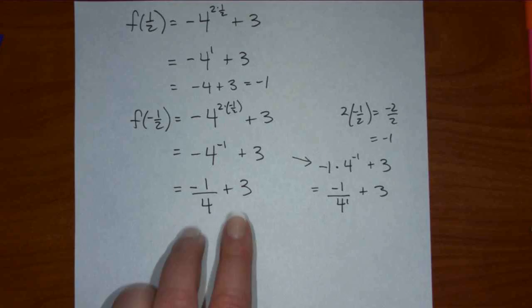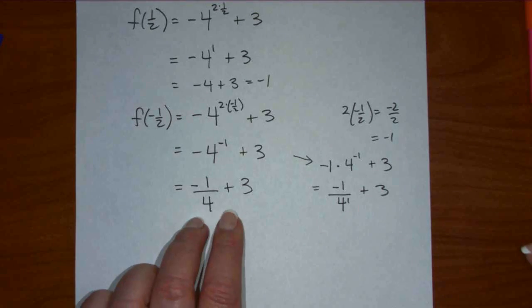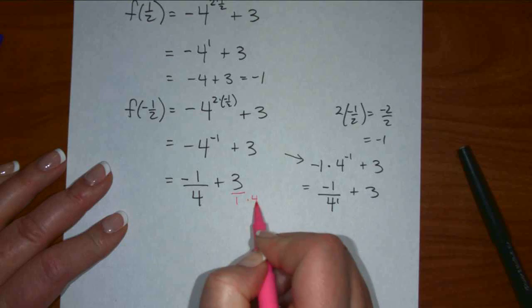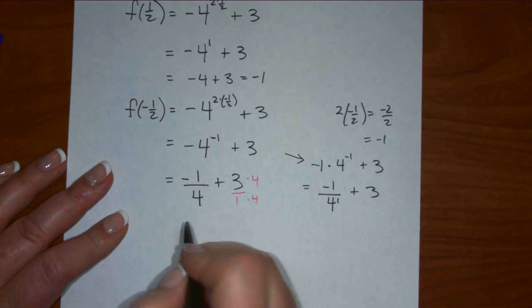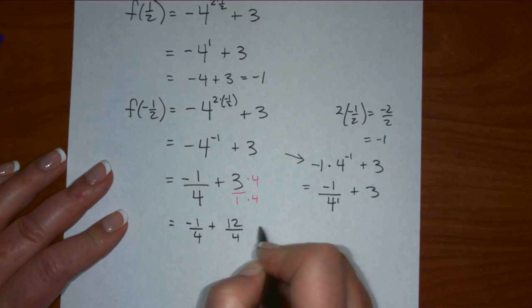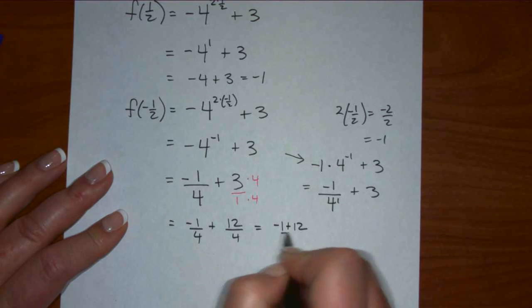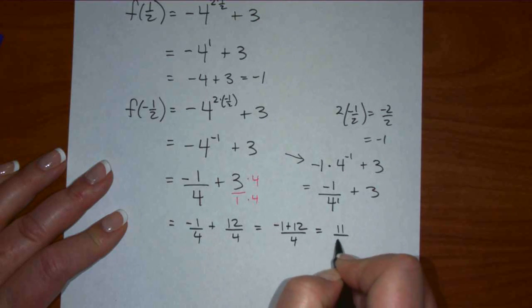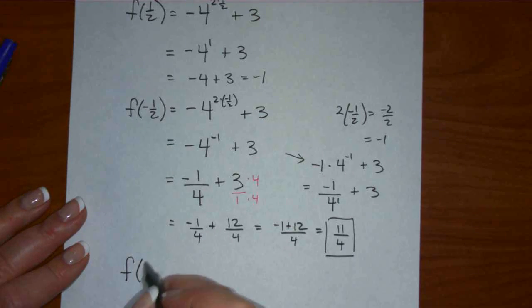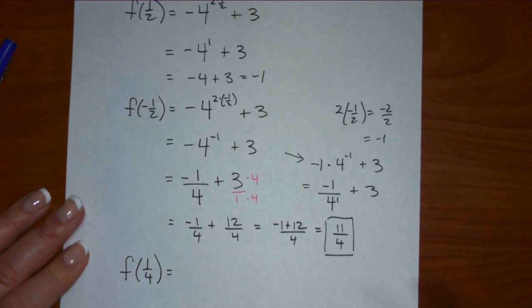Now what do we do to combine these? Common denominator. So multiply that by 4. Minus 1 plus 12 over 4. And the last one of these.